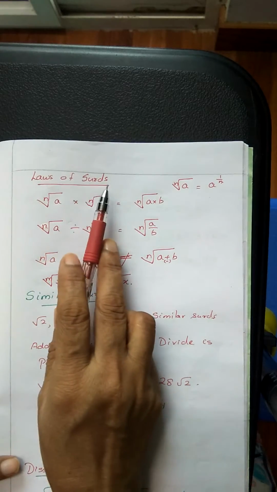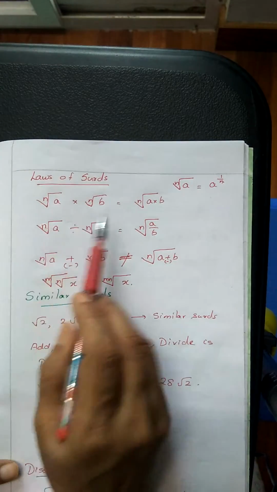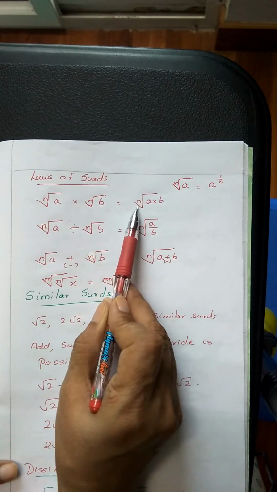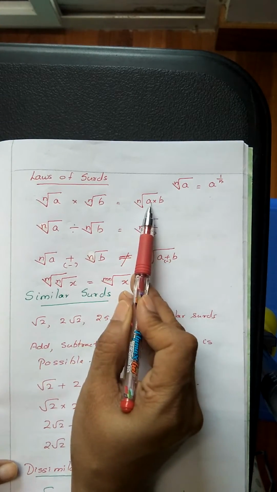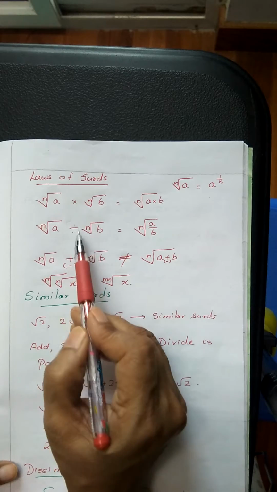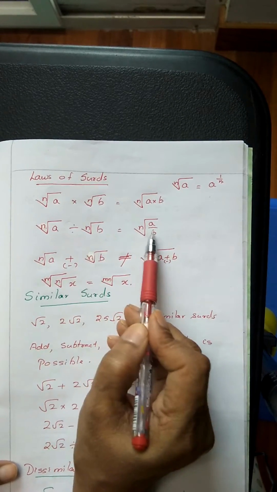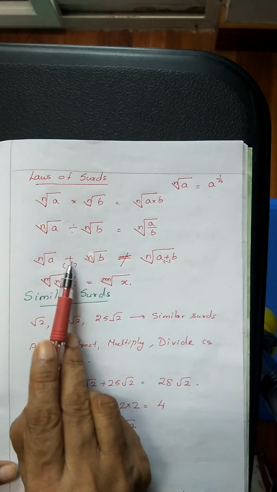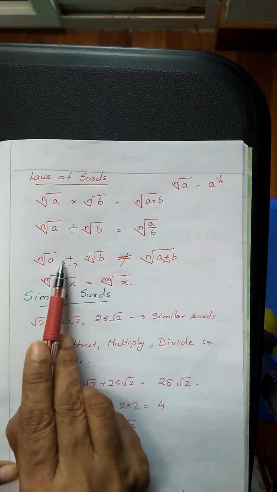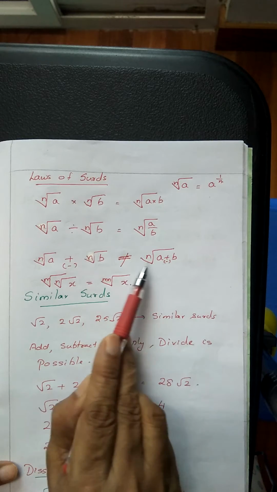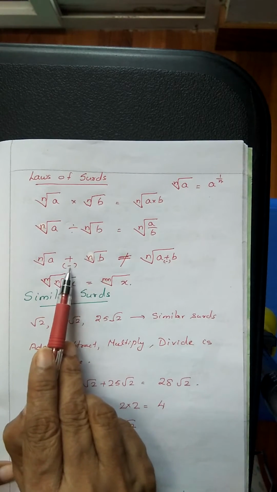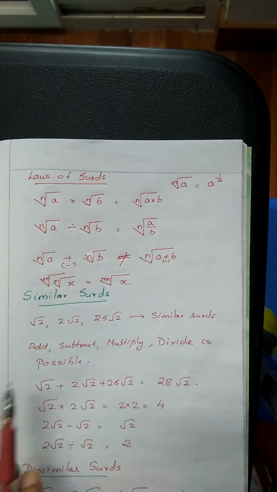The laws of surds are similar to the laws of exponents. Nth root of a into nth root of b is equal to nth root of a into b. Similarly for division also, nth root of a divided by b. But you can't use the same thing for plus and minus. So nth root of a plus nth root of b is not equal to nth root of a plus b. The same for the difference also.